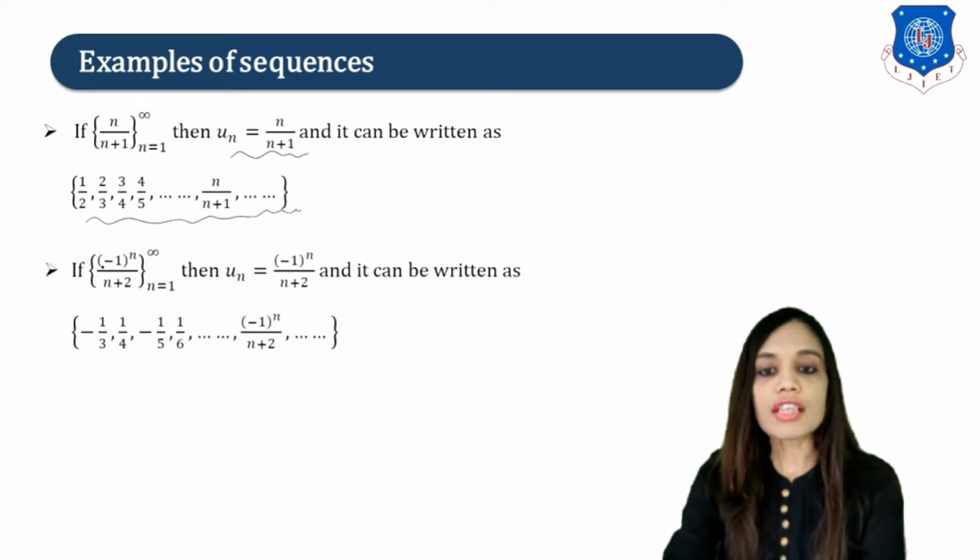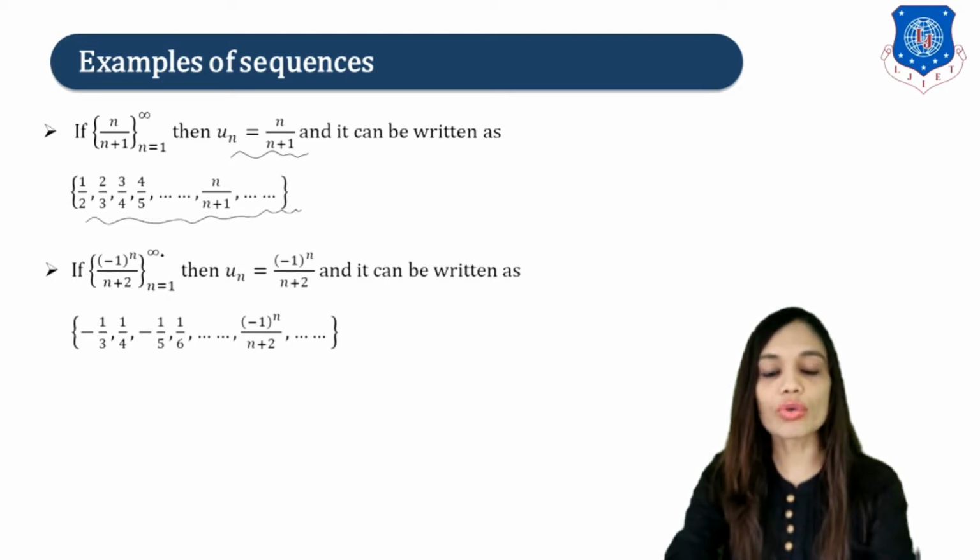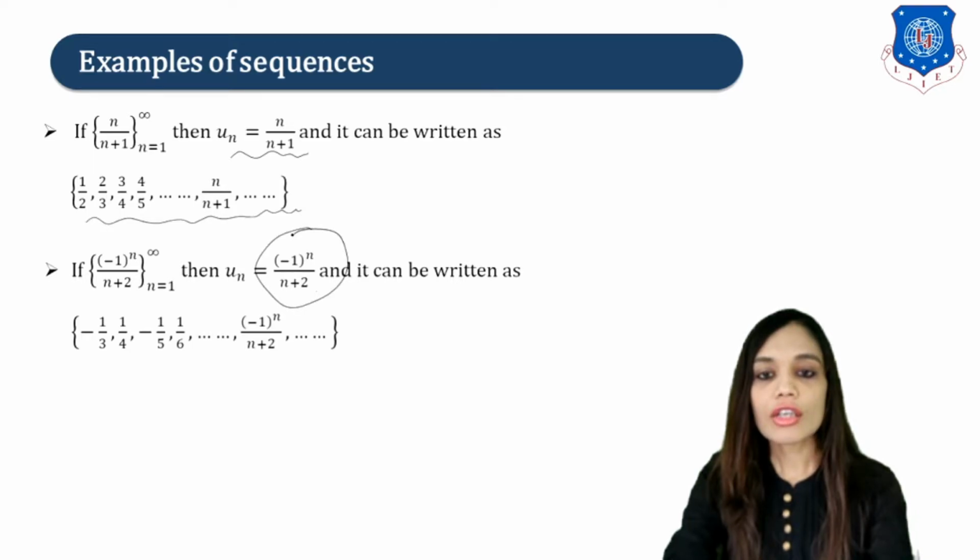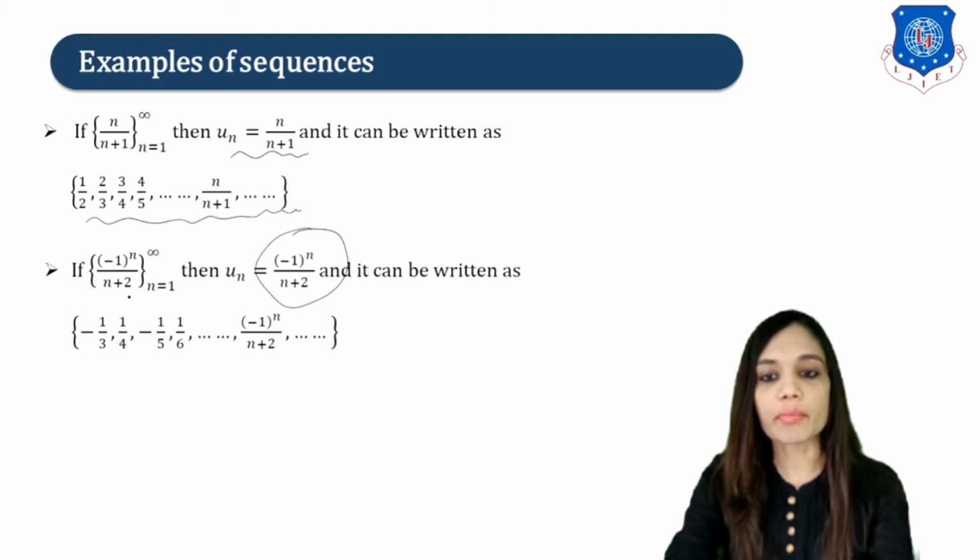Next, sequence minus 1 raised to n upon n plus 2, n is equal to 1 to infinity. Here your nth term is minus 1 raised to n upon n plus 2. Now if you want to find U1, U2 and so on, start putting n is equal to 1. If you put n is equal to 1 in this, you will get minus 1 upon 3. Similarly, put n is equal to 2, so you will get minus 1 square, so 1 upon 4 and so on. This is an infinite sequence.